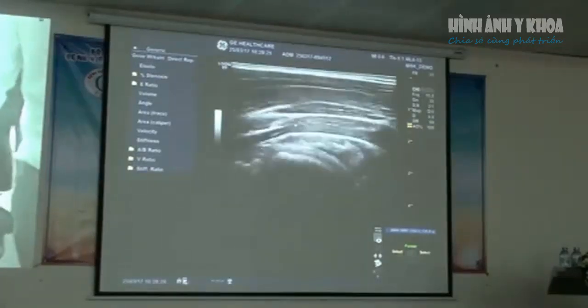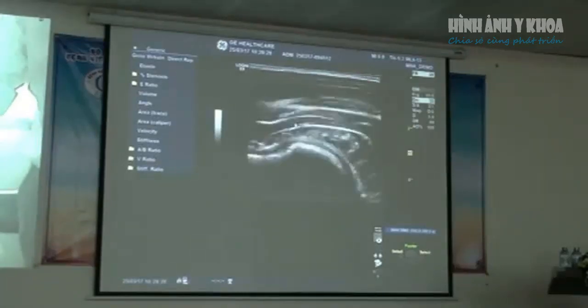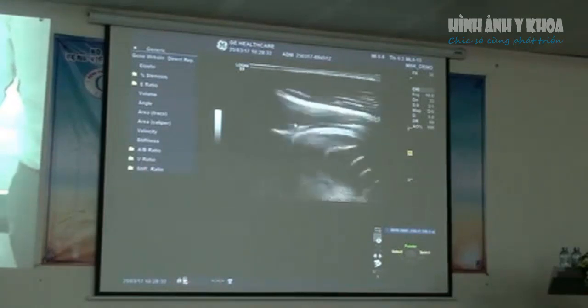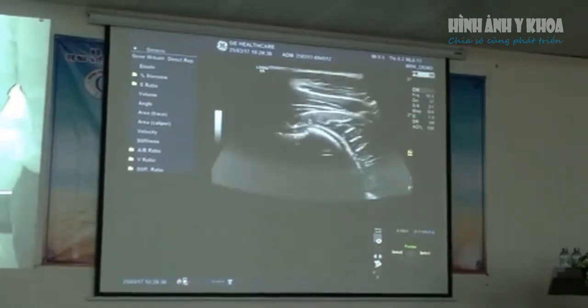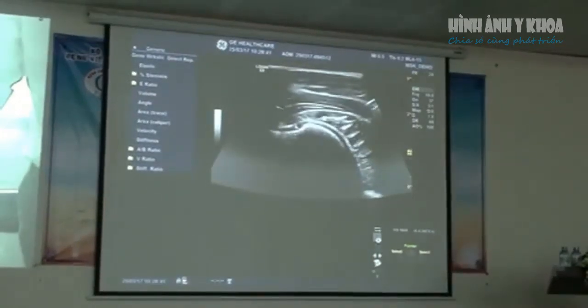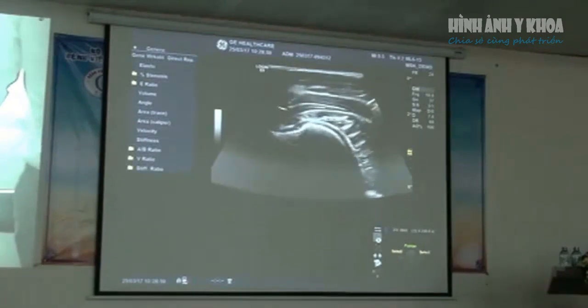And we angle up. We need to drop our frequency. And sometimes using virtual convex can give us a little bit more appreciation of the anatomy. The inferior glenohumeral ligament, just where the pointer is.